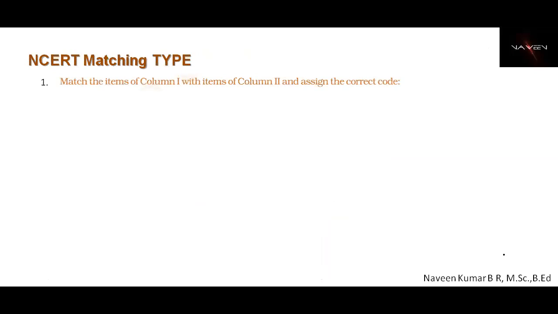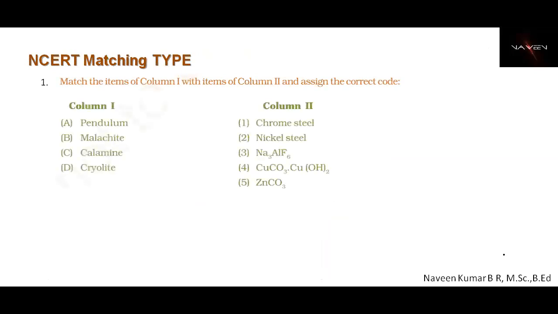Match the items of column 1 with items of column 2 and assign the correct code. We'll analyze the list 1 and list 2 given as column 1 and column 2. All this information is not completely given in the NCERT textbook, it is NCERT exemplar based, so a few additional pieces of information will be there. It will be very useful for competitive exams.